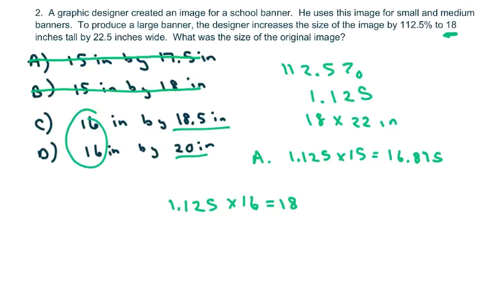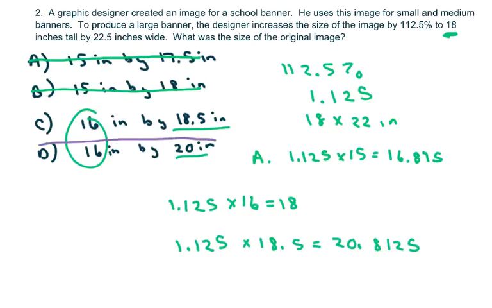And so we're going to do that. 1.125 times 18.5 equals 20.8125. And that's not 22.5. So D must be correct. So D is your answer. Okay.